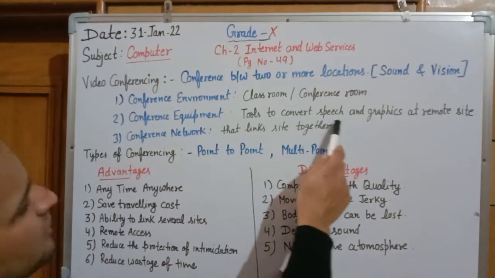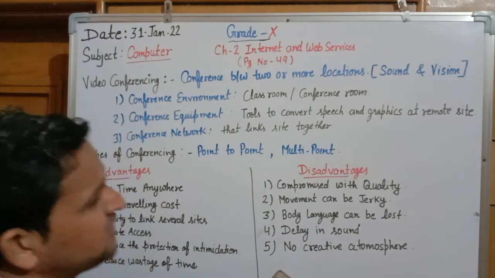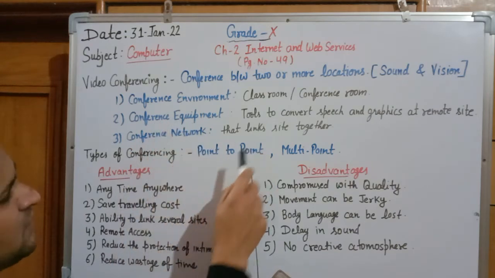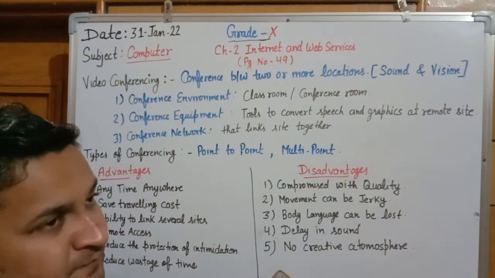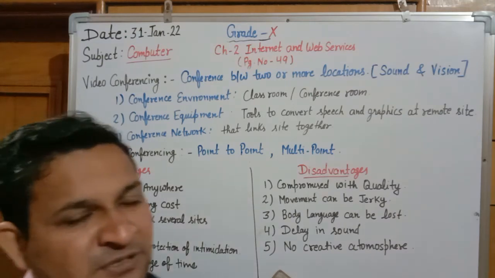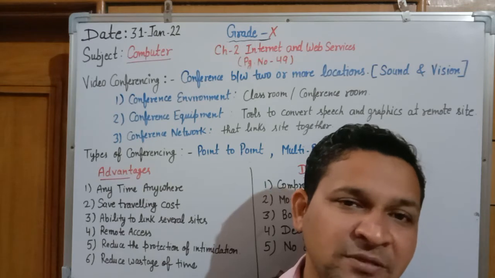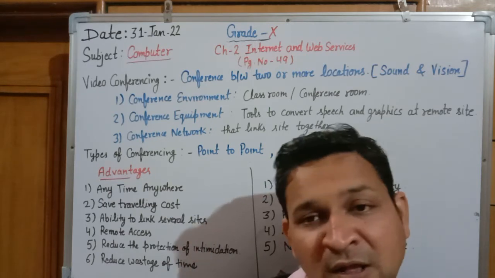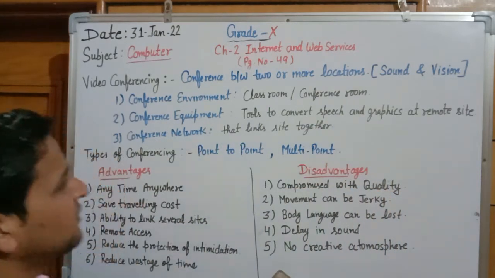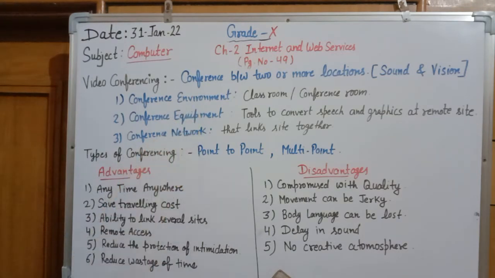Tools to convert and transfer speech and graphics to another location are known as conferencing equipment. And the conference network is an internet connection that will help to link the sites together. We need a connection that will help to link the sites, along with a software tool. These are the parts of your video conferencing: conference network, equipment and environment.